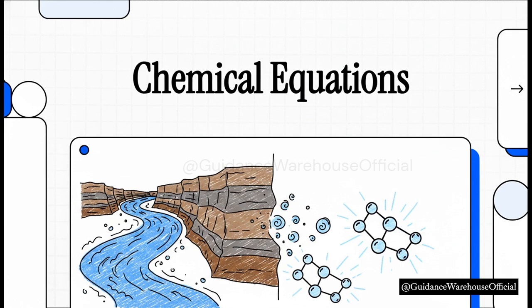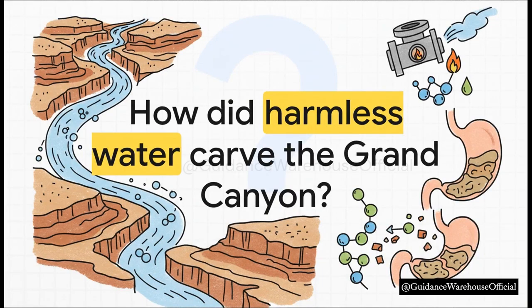And to understand massive, earth-shaping events like this, we first have to understand the microscopic language of how matter interacts. That brings us to the absolute foundation of all chemical changes. Whether it's a river dissolving a canyon, an engine burning fuel, or your own body digesting breakfast right now, it all comes down to molecules rearranging themselves. But how do we track that? How do we prove that no matter is lost in the process? We do it by writing and balancing chemical equations.